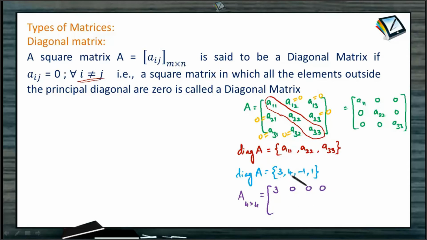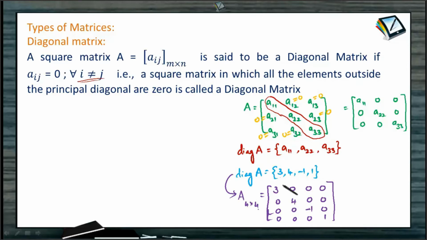Similarly, in the second row, second column, the element should be 4 and the rest of the elements are zeros. Similarly, in the third row, third column, the number must be -1 and other than this A33, the rest of the elements should be zeros. And in the fourth row and fourth column, that means at this corner, there should be 1 and the rest of the elements should be 0. This will be the matrix of order 4 by 4, which is denoted by diagonal of A, right?